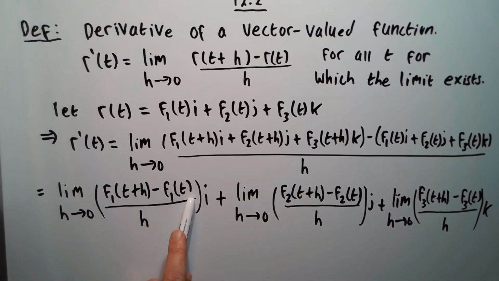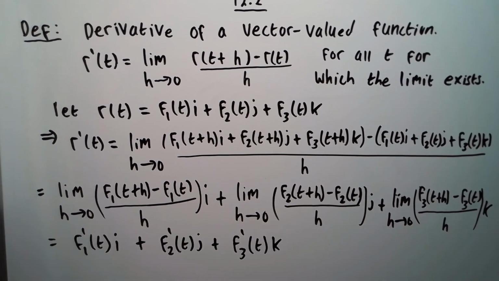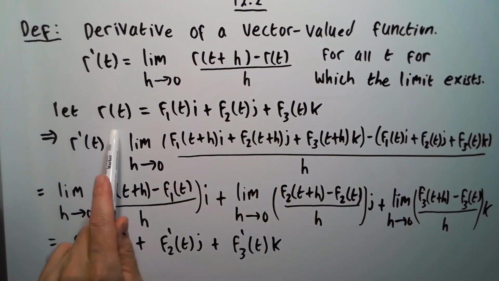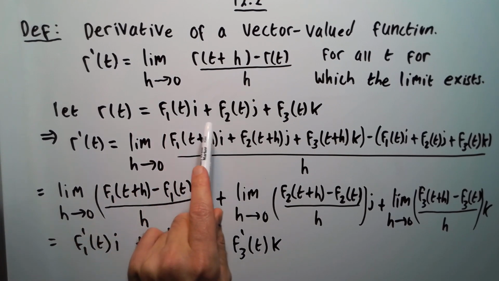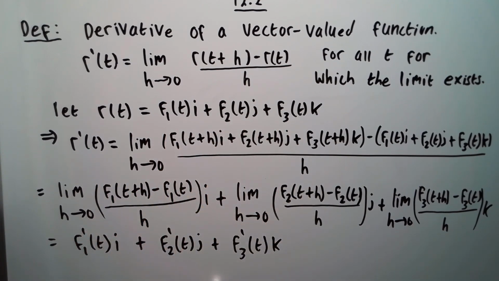And this is just the definition of the derivative of f1. This is the definition of the derivative of f2. This is the definition of the derivative of f3. So let me write that here. Okay, so we get the derivative of f1, f2, and f3. So you can see then the derivative of our vector valued function is just the derivative of each of the component functions. So I have shown it here.